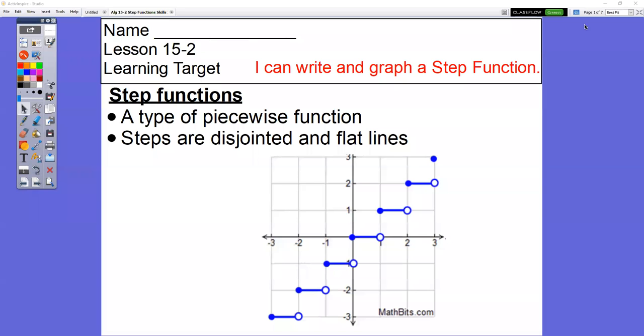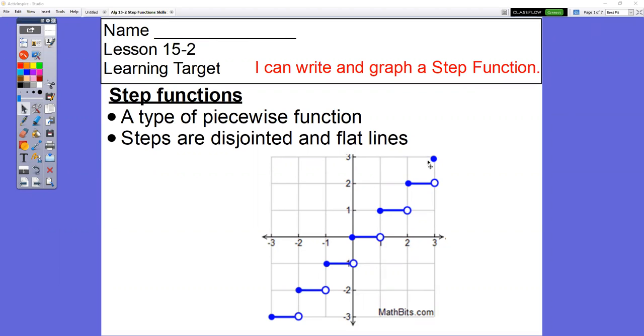This is lesson 15-2. What we're doing today is something called a step function. It's called a step function because obviously it looks like stairs going up, all right? When you take a look at this step function, notice a couple of different things. Notice that as we go from the left to the right, it looks like you're going up the stairs.